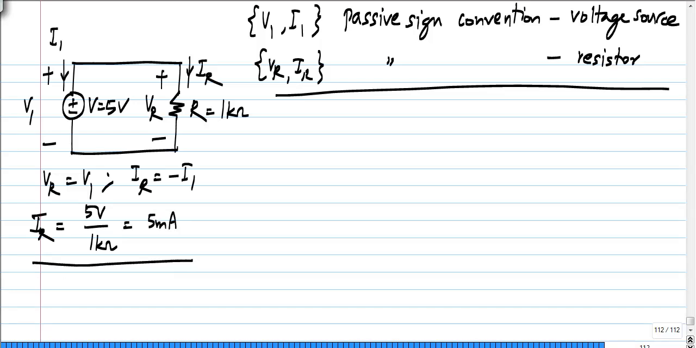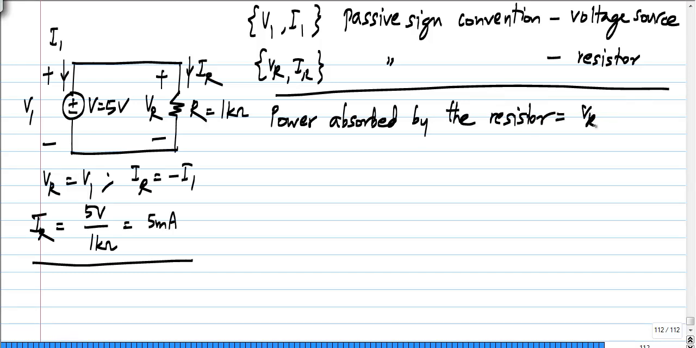So, if this were just a circuit analysis problem, you wouldn't define so many variables, but I am trying to make a point here about power dissipated and generated. So, we will proceed formally in the beginning. So, now what is the power absorbed by the resistor? It is VR times IR, which is 5 milliamps times 5 volts, which is 25 milliwatts.